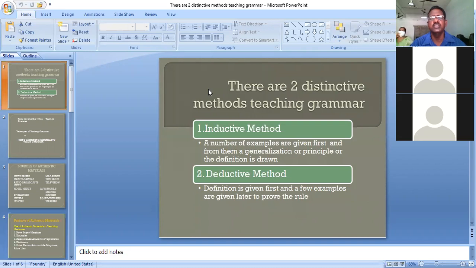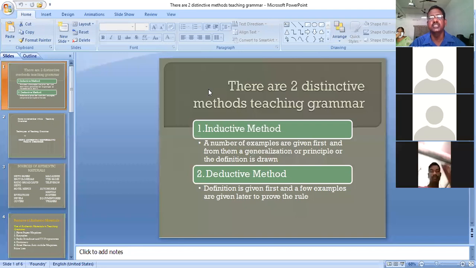See, first we are giving the formula. Then next we are asking them to prepare some sentences from the formula. Suppose subject plus verb plus ing form plus object. We are giving the formula here: subject plus verb plus object. He is reading the book.